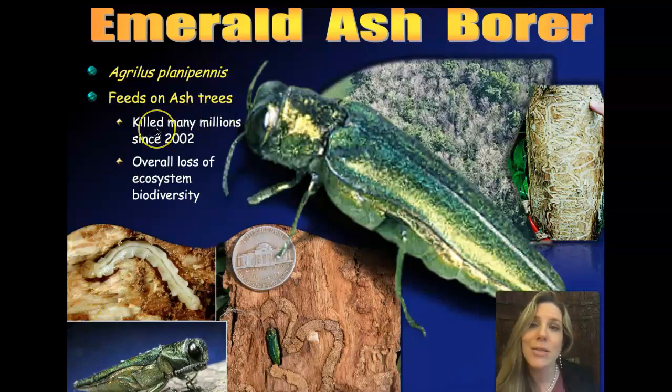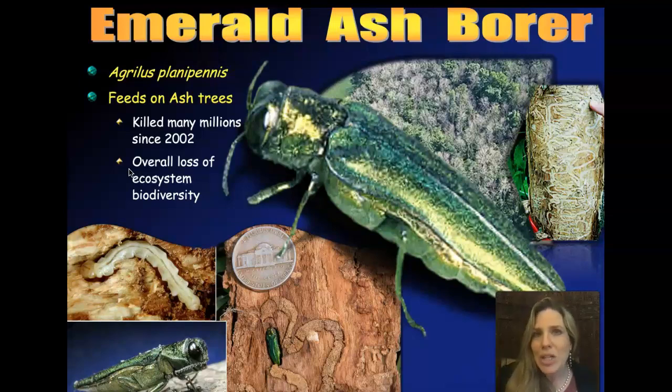And in fact, since its discovery in 2002 in America, it's already killed tens of millions of ash trees. And that's incredible if you think about it, but that's not all. It's responsible for overall loss of ecosystem biodiversity, especially in riparian habitats. So studies are being done that are showing exactly what the mechanisms are for the loss of ecosystem biodiversity resulting from loss of ash trees as a result of being infested with the emerald ash borer. And these are really interesting.